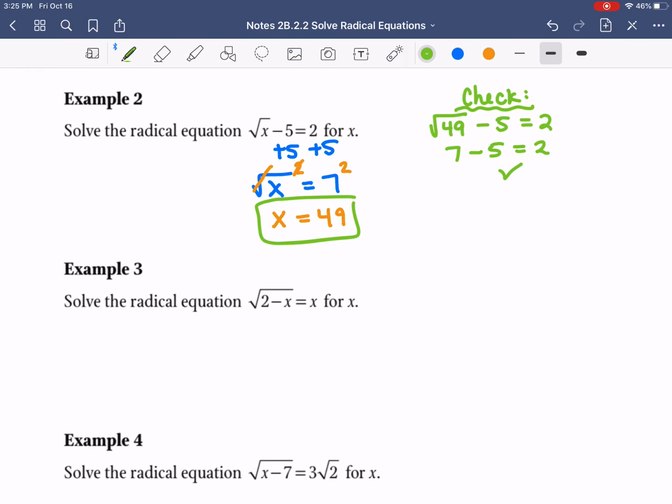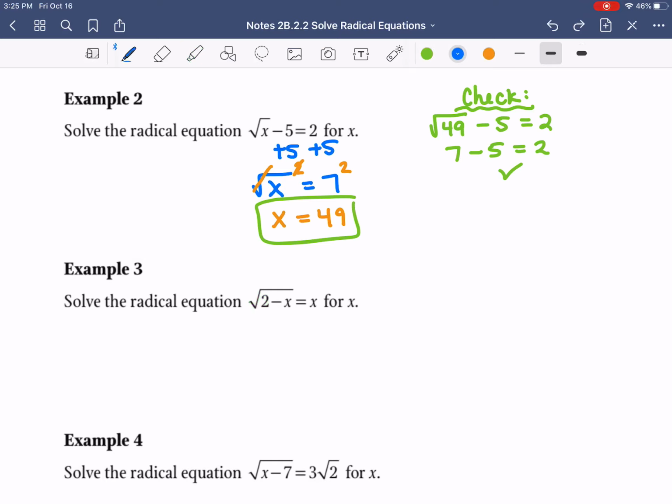All right, let's go to example number 3. It says solve the radical equation, square root of 2 minus x equals x. So the first thing we would have to do would be to isolate our radical. Well, this is our radical piece. There's nothing outside of it, nothing being added or subtracted, so we get to skip that step.